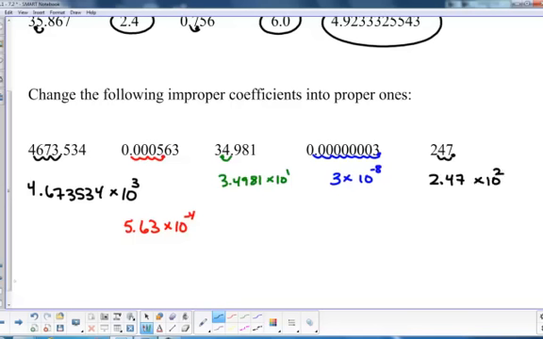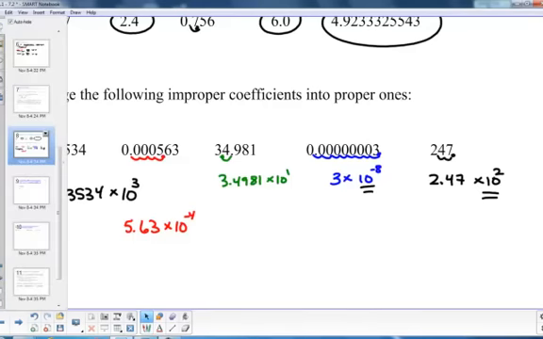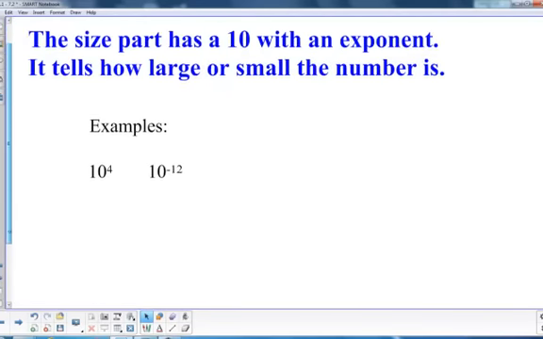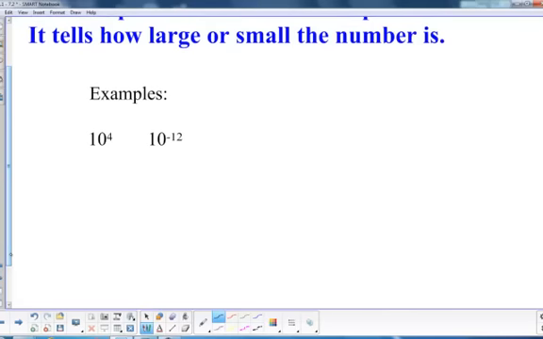So when you're multiplying by a positive exponent, you're getting a bigger answer. When you're multiplying by a negative exponent, you are getting a smaller answer. So 10 to the 4th is quite large. That's a 1 with 4 zeros.